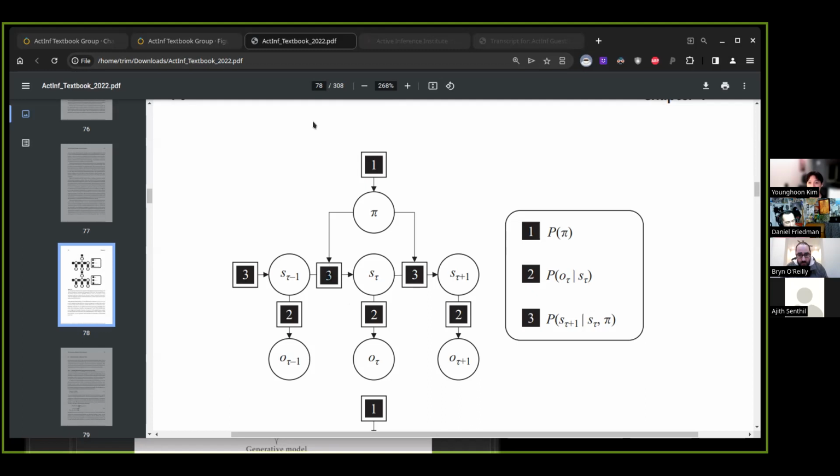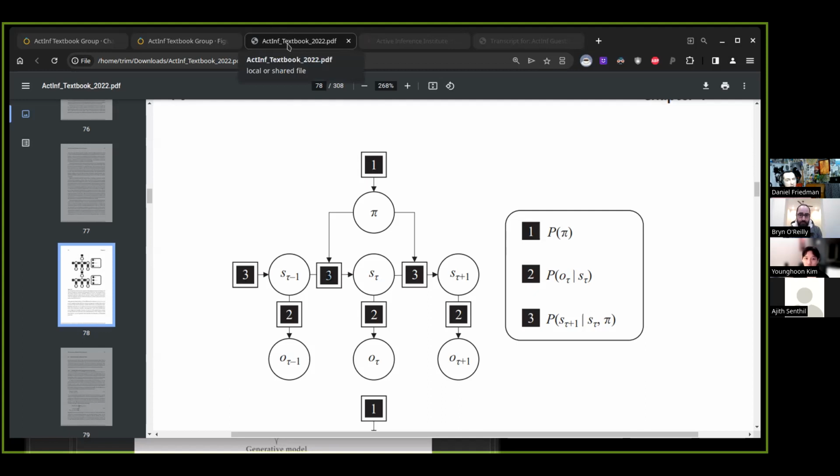So that's something that I'm confused about. Because if you're saying generative model, it sounds to me like it's something that is happening in our brain. But in what I understood, this is a diagram about the external world itself.